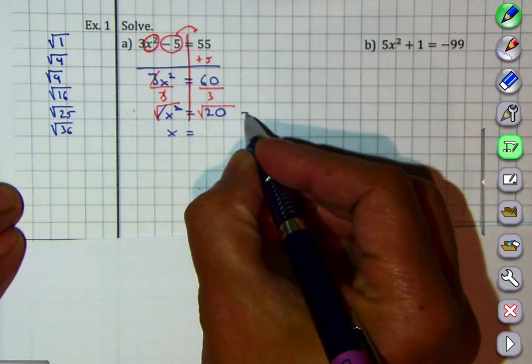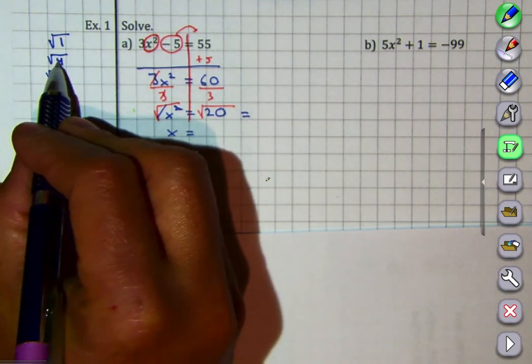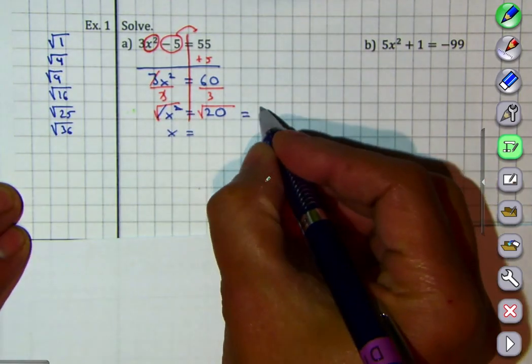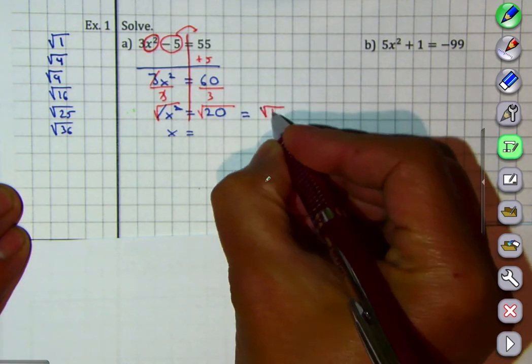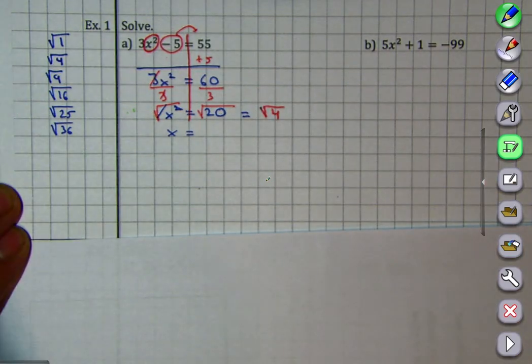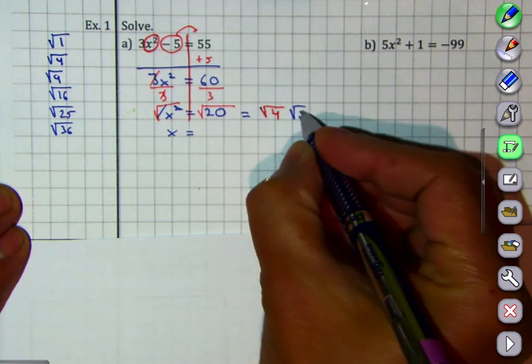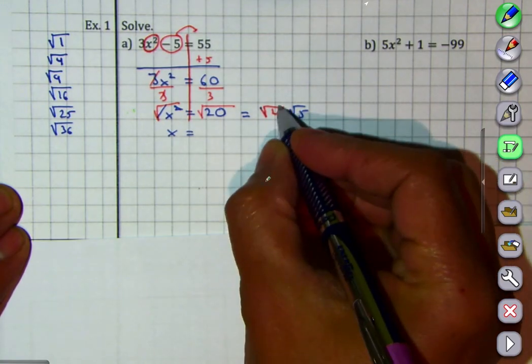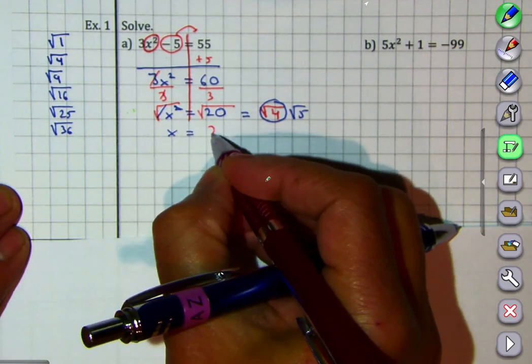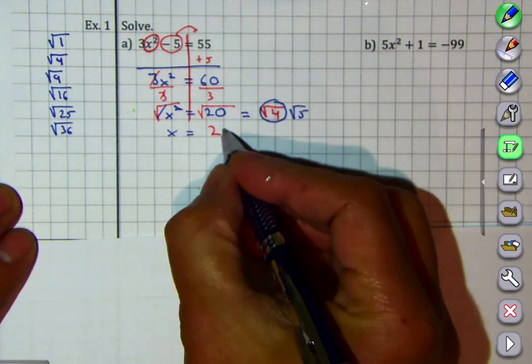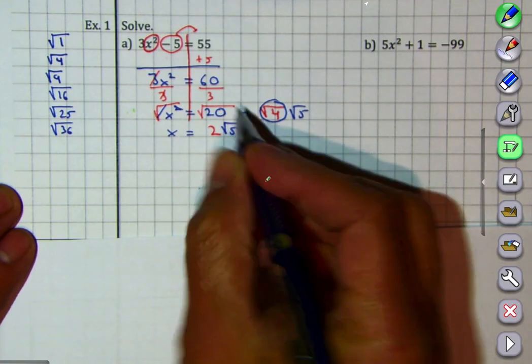So this will be square root of 4, correct? So it'll be the square root of 4, and I'm going to place it in red. So my perfect square, I'm going to place it in red. Square root of 4 times square root of 5. And we know that the square root of 4 is 2, and the 5 stays inside the square root.